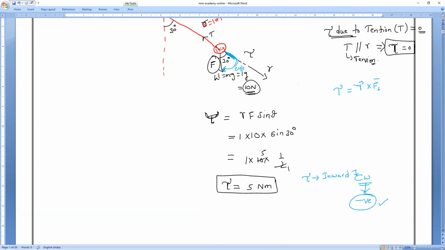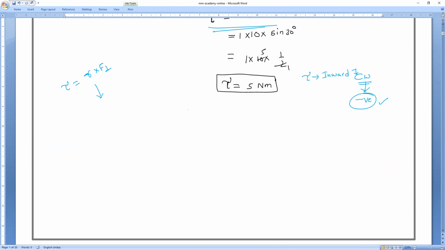Let me take another formula for torque. What is another formula for torque? Respond, everybody. R into F perpendicular. Yes, R into F perpendicular. So let me take how it is. Now imagine there is a bob here, and there is a force acting in the downward direction. What is that force, everybody? Weight, which is how many newtons? 10 newtons.